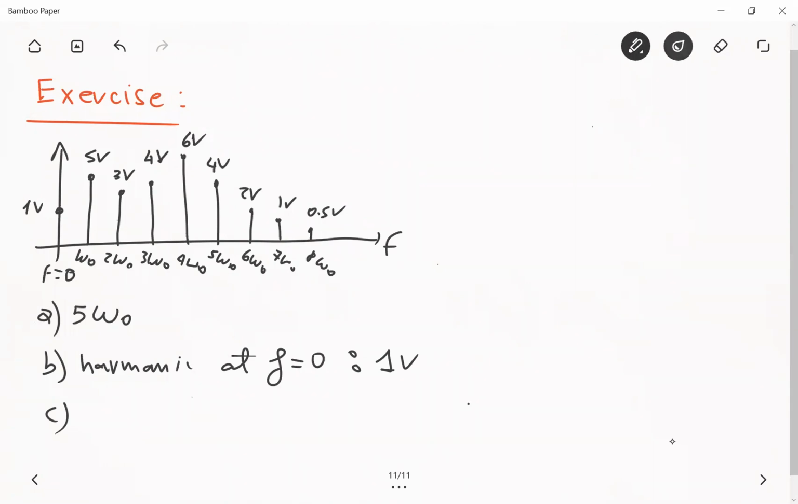Okay, question C. What is the bandwidth of this signal? Again, as I say, you start to count from zero until the most significant harmonic that you see in the plot. In this case, it is eight omega zero. The range where you have significant harmonics is the bandwidth. This means eight omega zero. This is the bandwidth of this spectrum, of this signal. So BW equals eight omega zero.